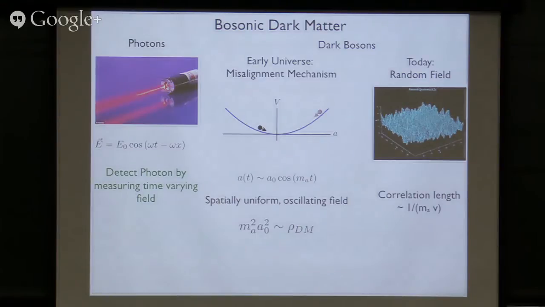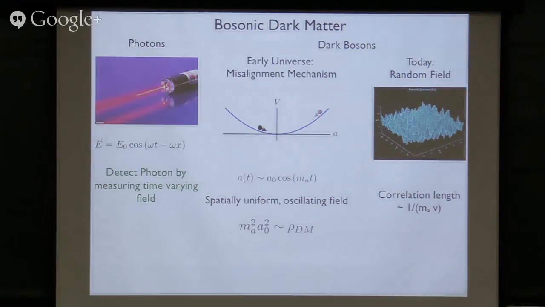Now, if you think about that in Fourier space for a second, you immediately realize that this correlation length should be set by the de Broglie wavelength of the field, right? Because if my field value is changing from one place to another, there's a momentum associated with that. And that tells me that the minimum correlation length I can have is 1 over mv, where m is the mass of the particle, and v is the velocity of dark matter in the galaxy.